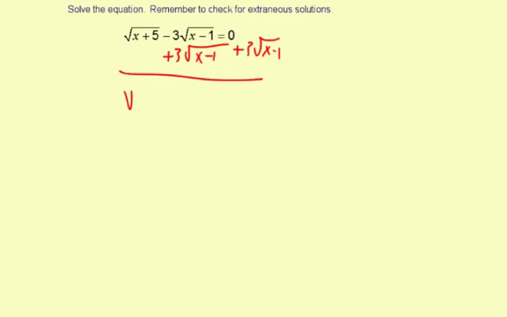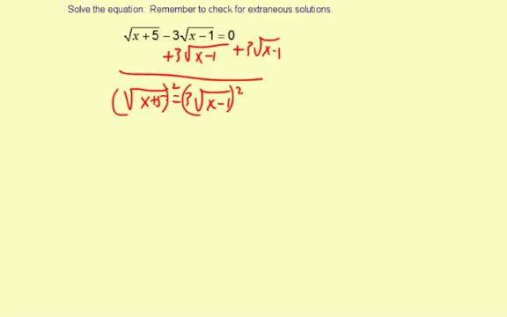So it's going to leave the square root of x plus 5 equals 3 times the square root of x minus 1. The next step is to get rid of the square root symbol. So what we're going to do is square both sides. So squared and then squared.